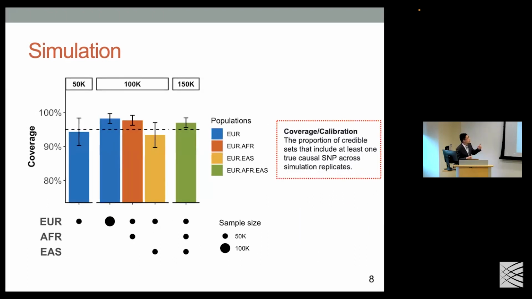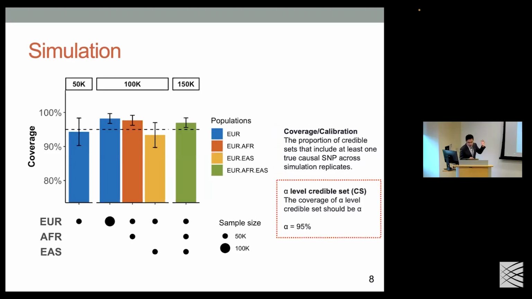So here comes the coverage, which we also define as calibration: the proportion of credible sets that include at least one true causal variant. You can also think of this as a kind of accuracy. Here, we use the alpha level of credible sets. That means we should expect the coverage for each credible set to be greater than alpha. We set alpha as 0.95. So our coverage also shows that the accuracy is quite high for our method.